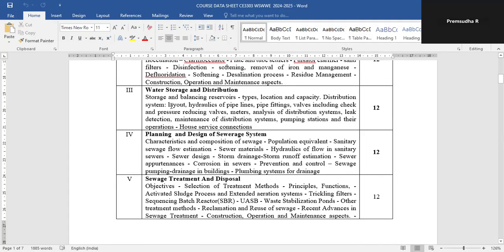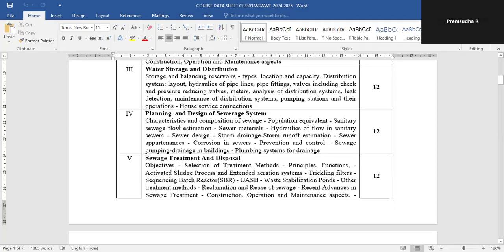What units are required for storing, what network is required for distribution, and the various types of network. Here we need pipes and pumping: how to lay the pipes, how to connect the pipes, and what pipe appurtenances are required. Everything we are going to see in this unit.